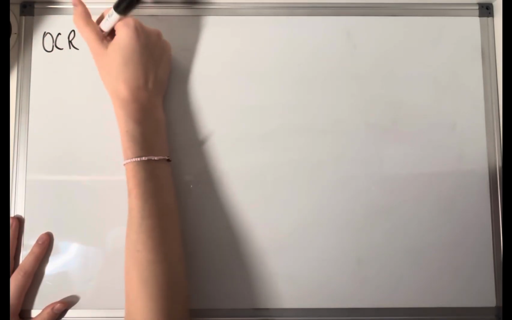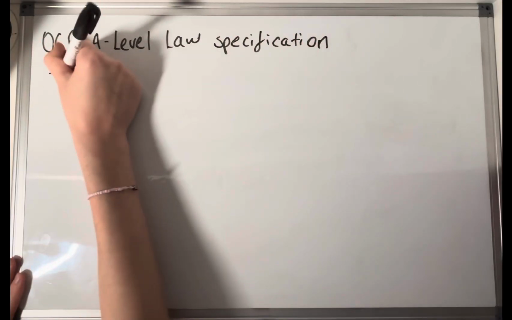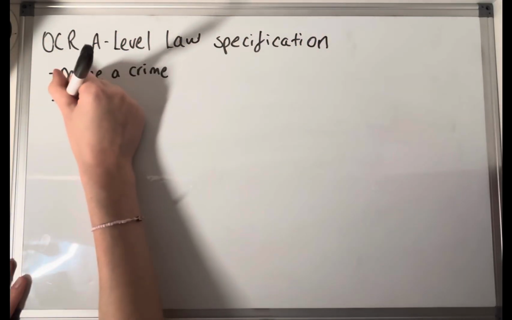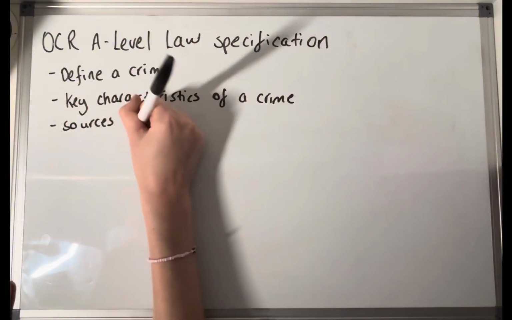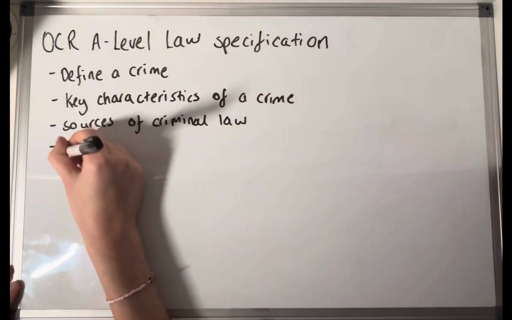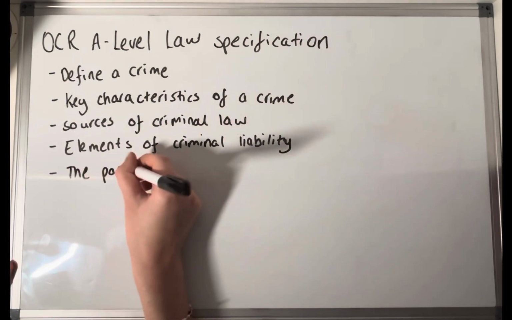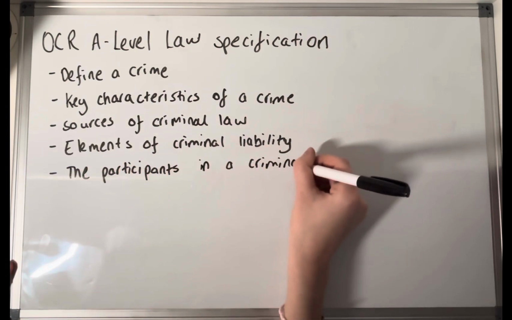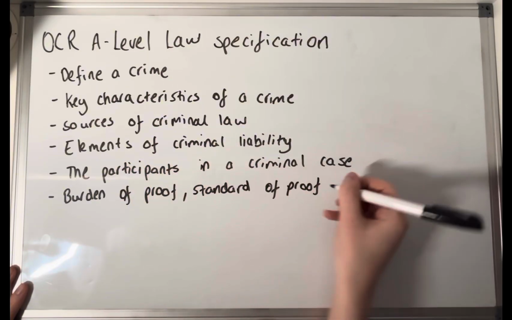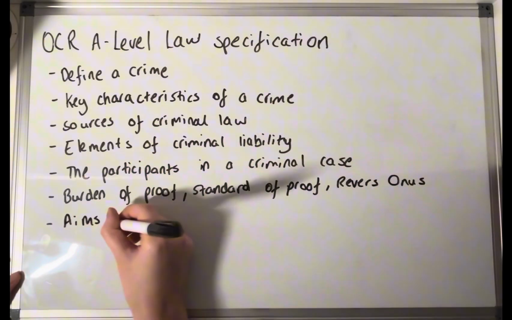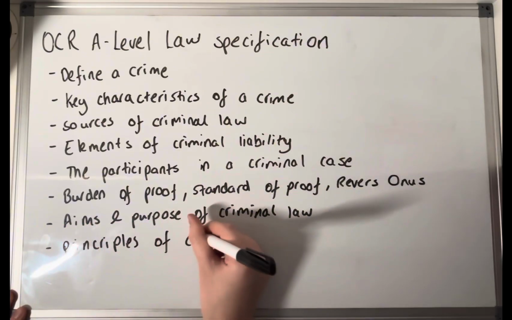We will now quickly go over the OCR A Level Law specification for this topic. We'll need to be able to define a crime, key characteristics of a crime, sources of criminal law, elements of criminal liability, the participants in a criminal case, burden of proof, standard of proof and reverse onus, aims and purpose of criminal law, and the principles of criminal law.